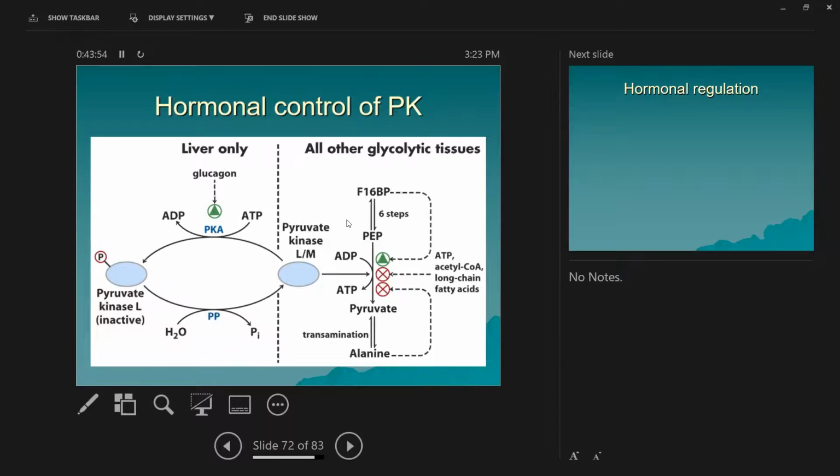There's a protein phosphatase that will undo this. So as long as the glucagon is available, you'll keep inactivating it. As glucagon levels wane, pyruvate kinase will start to be reactivated. Both liver and muscle pyruvate kinases are activated by fructose 1,6-bisphosphate and inhibited by ATP, acetyl coenzyme A, and long-chain fatty acids.